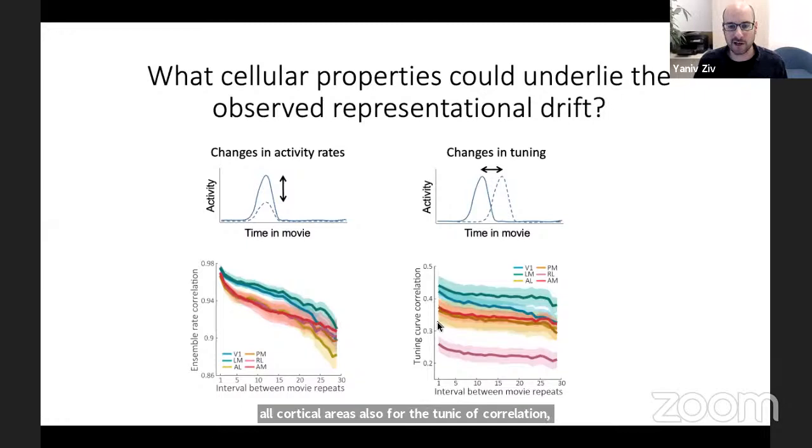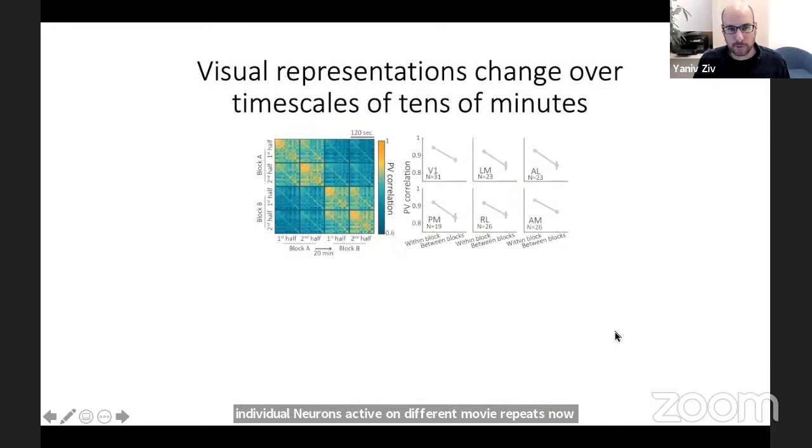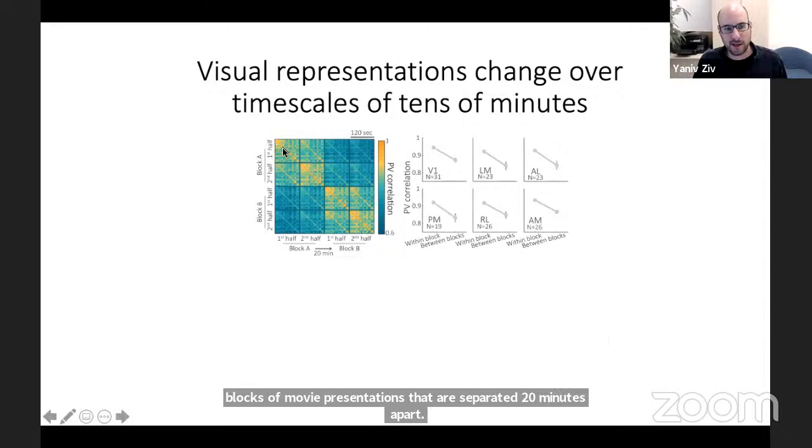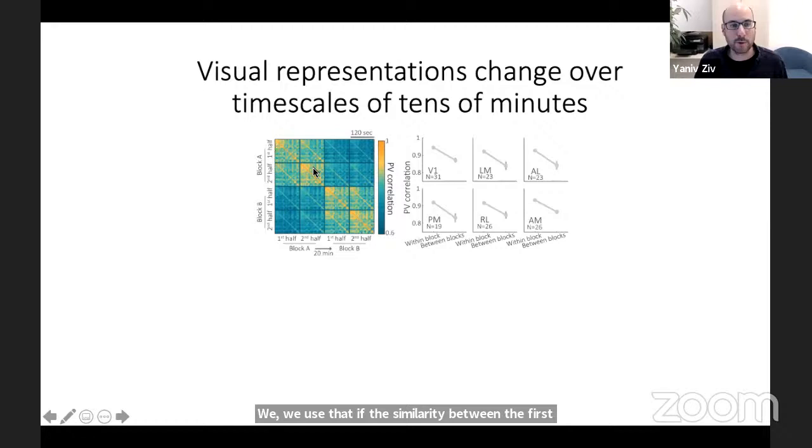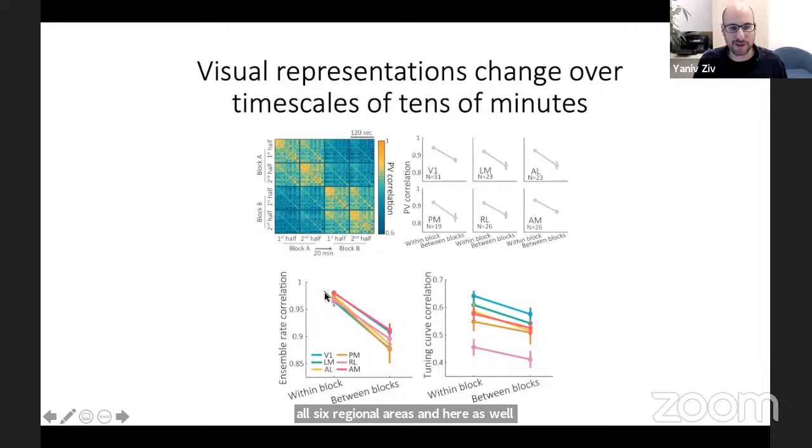Now, we see a similar thing when we analyze the stability across different blocks of movie presentations that are separated 20 minutes apart. We use the similarity between the first half and the second half of movie presentations within a block to obtain the within-block stability, and then compare across blocks. And we see this time-dependent decay in the similarity across all six visual areas. And here as well, this was driven by changes in both activity rates and tuning.